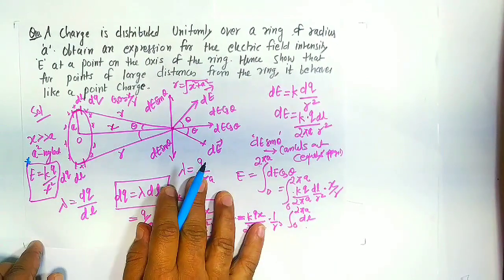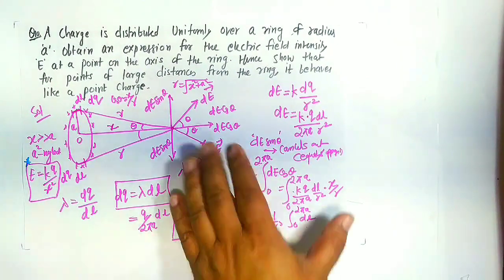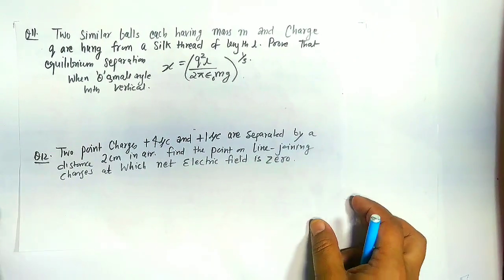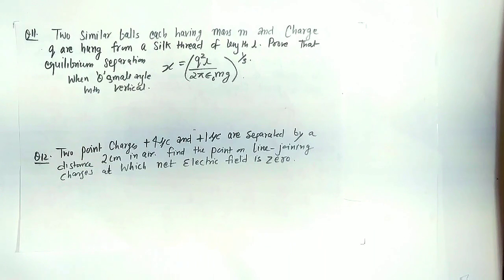You remember kq by R square. So this is one of the very important questions. Now question number 11 and 12 are also very important for the exams, for the competitive exams, and for the boards also.